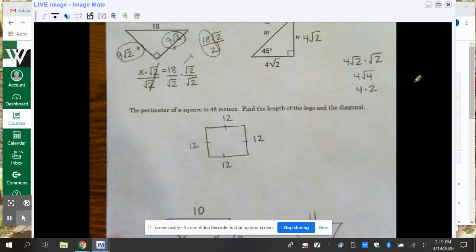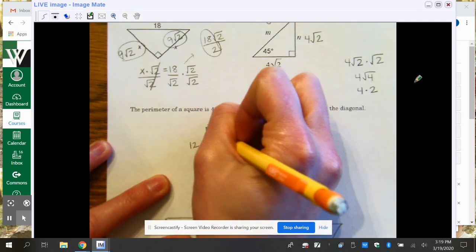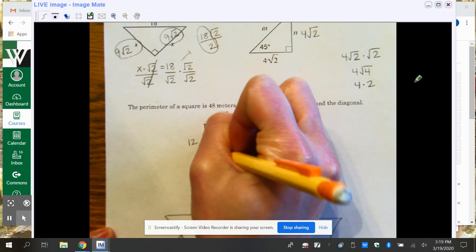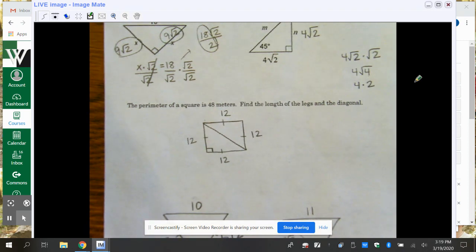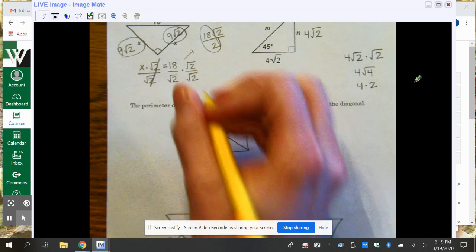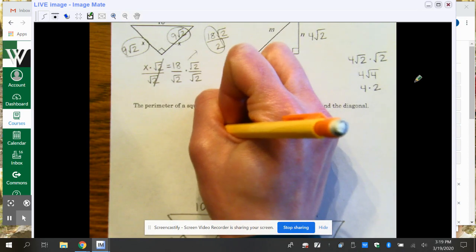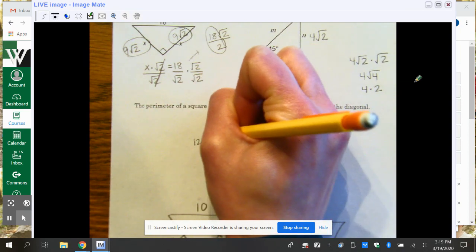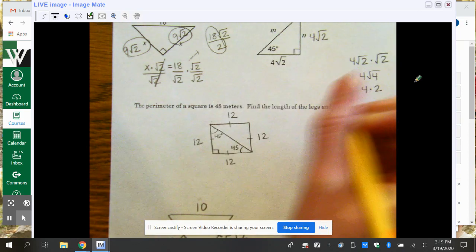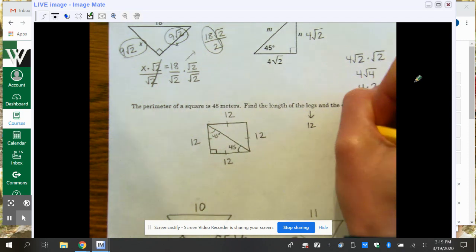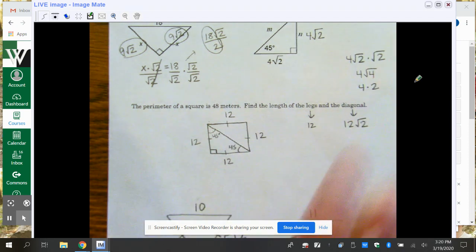And so if I want to know the length of a diagonal, we have to know how to interpret that. Well, we know that a square has all right angles. And since all four sides are congruent, this is an isosceles right triangle, making it 45, 45, 90. And so if the 12s are acting as the legs, then that means the diagonal is just going to be 12 radical 2. Just multiply by the radical 2.